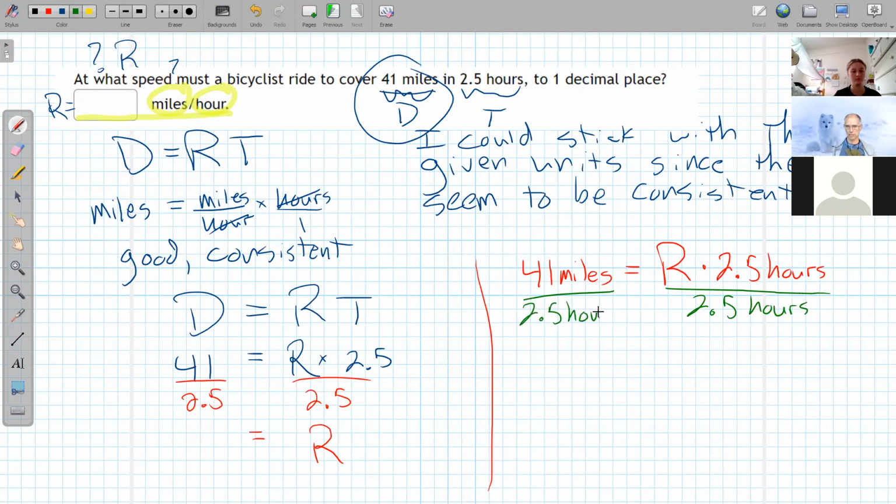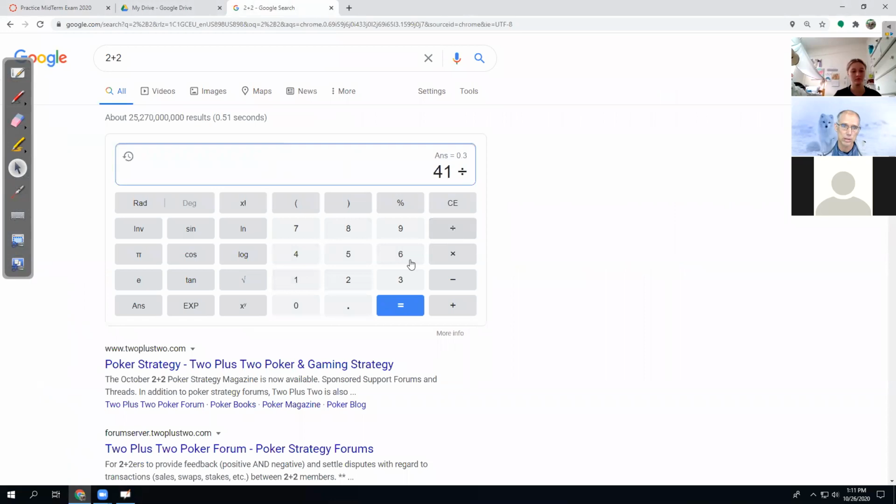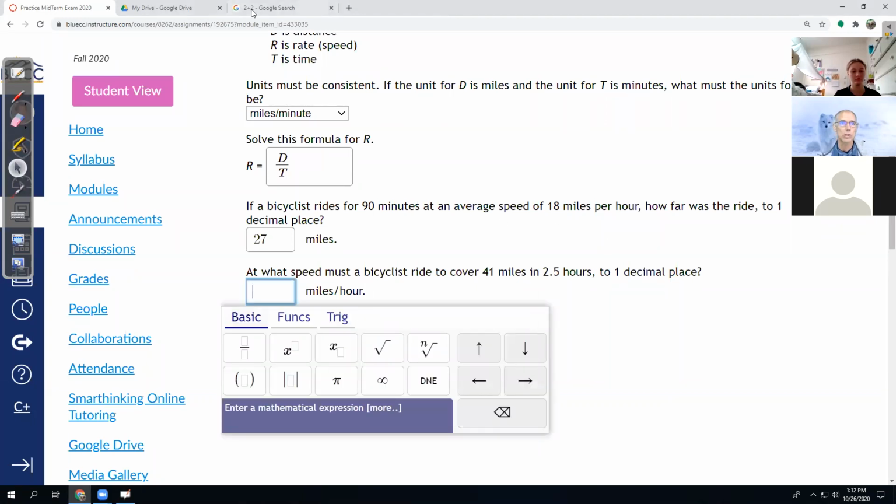So in a lot of science classes, they have people keep the units in the equation to make sure the units match up with whatever we're trying to do. A number divided by itself is 1. 1 times R is R. And on the other side, I have an answer in miles per hour, which, hey, that's what I was asked for up there. So the last step would just be to figure out what is 41 divided by 2.5. And 16.4, mine came out very nice. They said to go to 1 decimal point, so at 1 decimal point already, no rounding necessary for my version.